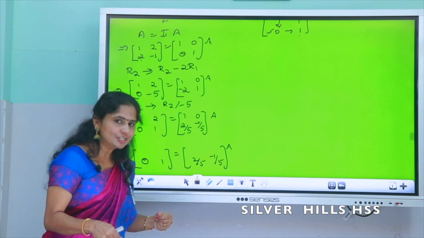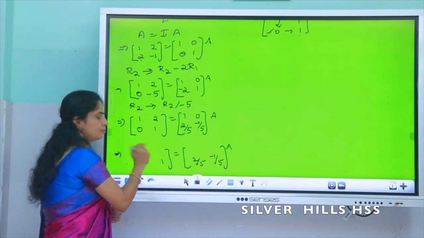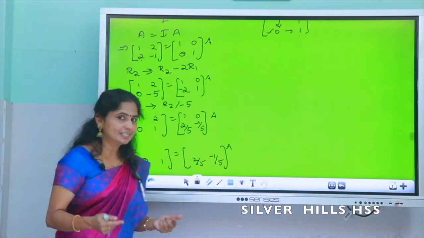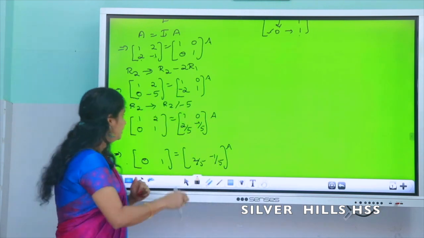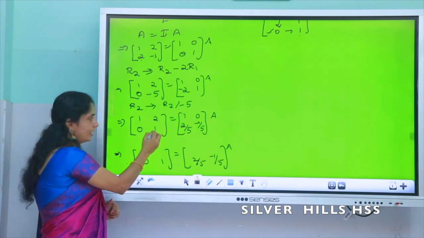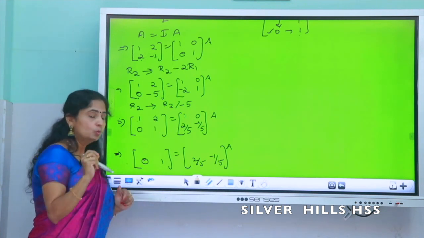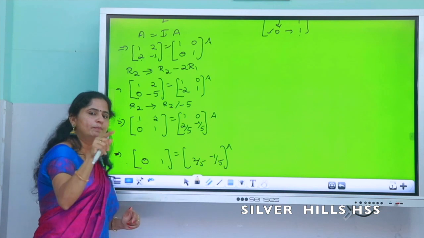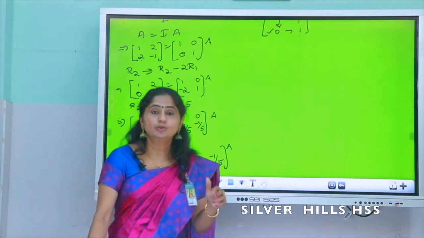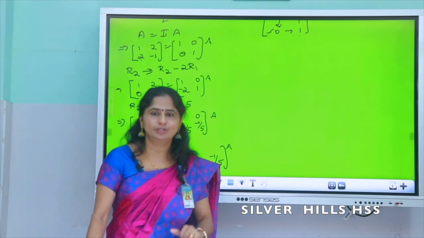Why do we change? We want 0 in this position. The next question is, how will you get 0? This 2's corresponding element is 1. So, this 2 minus 2 will give you 0, which means this 1 should be multiplied by minus 2, so that we get 2 minus 2 is equal to 0.